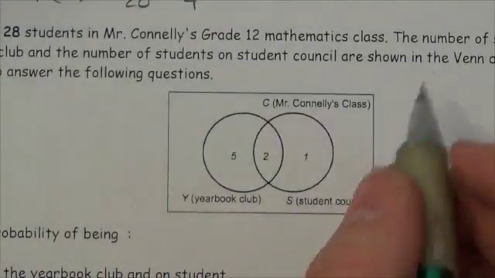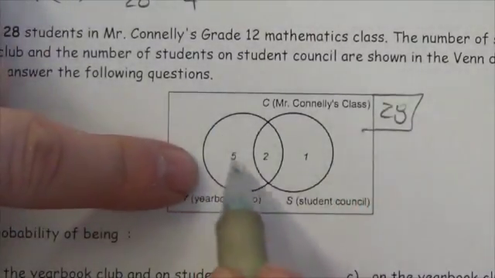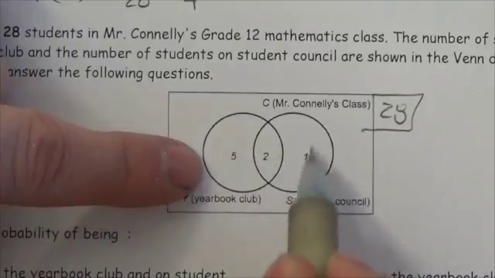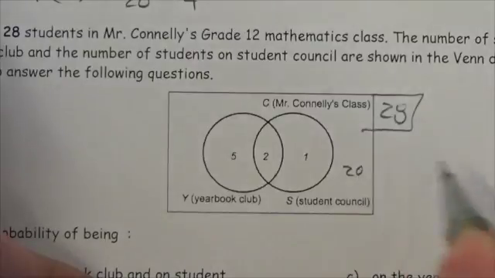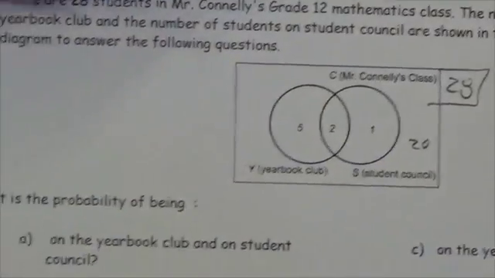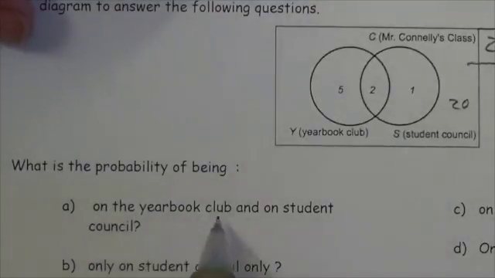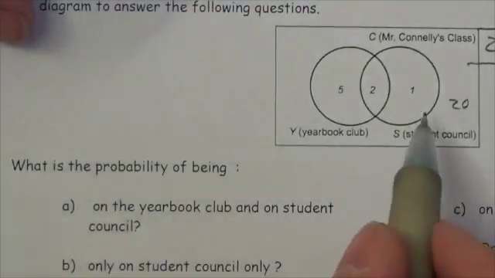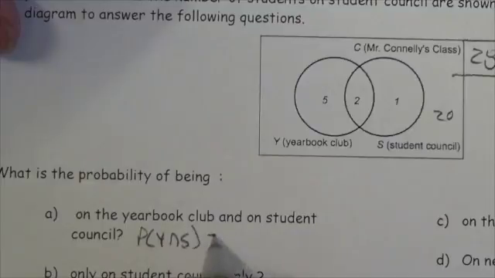So first of all, notice there are supposed to be 28 people in this little universe here. There are 5 in this set, 2 in the overlap, and 1 in just this lone set here. So that's 8 people total, which means there are 20 people out here that don't fit in either one of those. So now let's just take a quick look here. What's the probability of being on the yearbook club and on student council? That's the overlap between the two of them. So that's the probability of yearbook and student council. There are 2 students there out of the 28. And that reduces to 1/14.